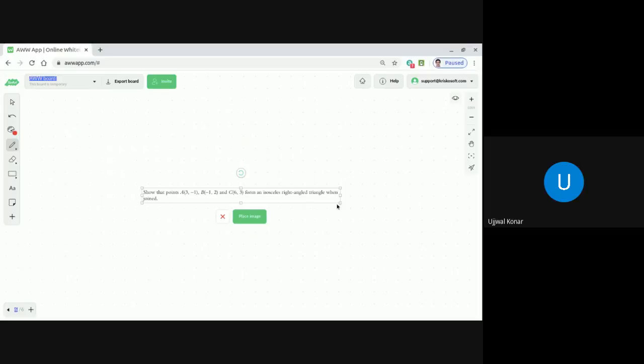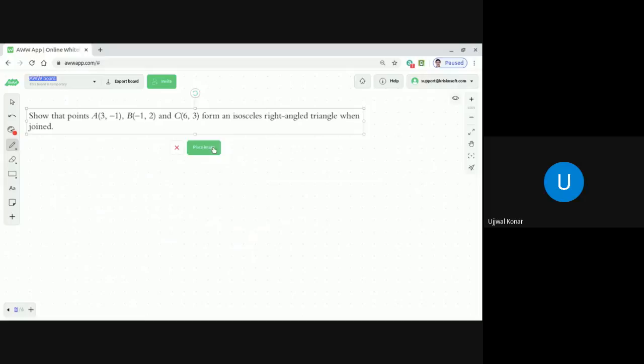So next question, dear students, is in front of you. The question number 5. The question here is that the points A (3, -1), B (-1, 2), and C (6, 3) form an isosceles right angle triangle when joined.